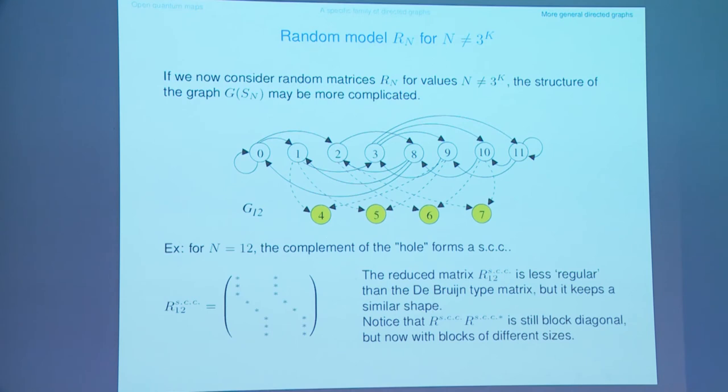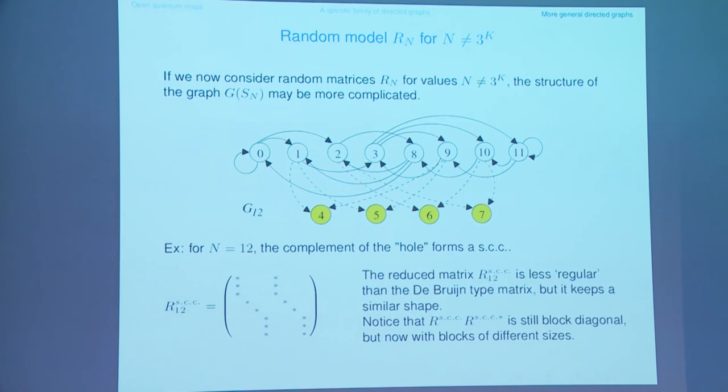Let's try now to do it for different numbers of n, which are not powers of 3. So you don't have this tensor product structure anymore, and the graph is a bit more complicated. When you try to extract the graph and the strongly connected component from the graph, it's less regular. It's not always very regular.